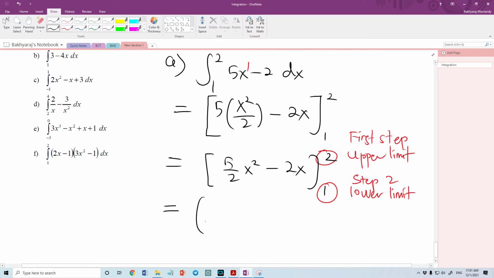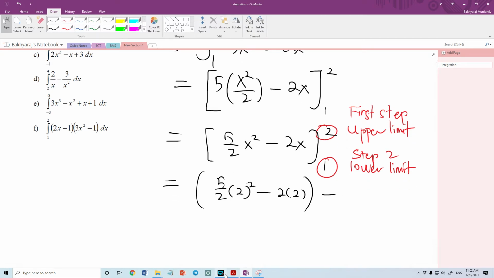Normal bracket is enough. So 5/2, bracket, 2 square, because anywhere there is x we put the value, right? So you see x square, so you put 2 square minus 2 times 2, close bracket. Minus, the formula is the upper limit must minus the lower limit. So minus the lower limit. You get the same thing, 5/2, replace 1 in the x square, so you get 1 square minus 2 times 1. Now use your calculator to find this answer.